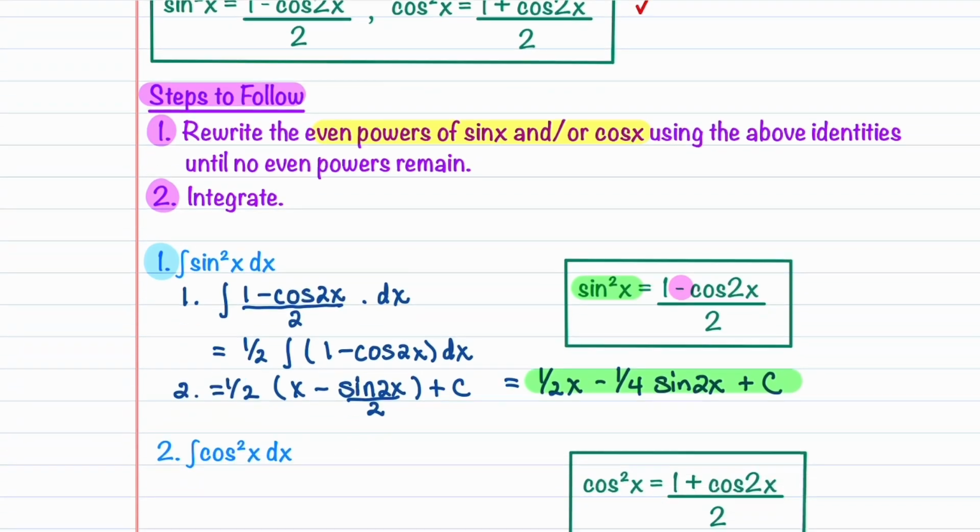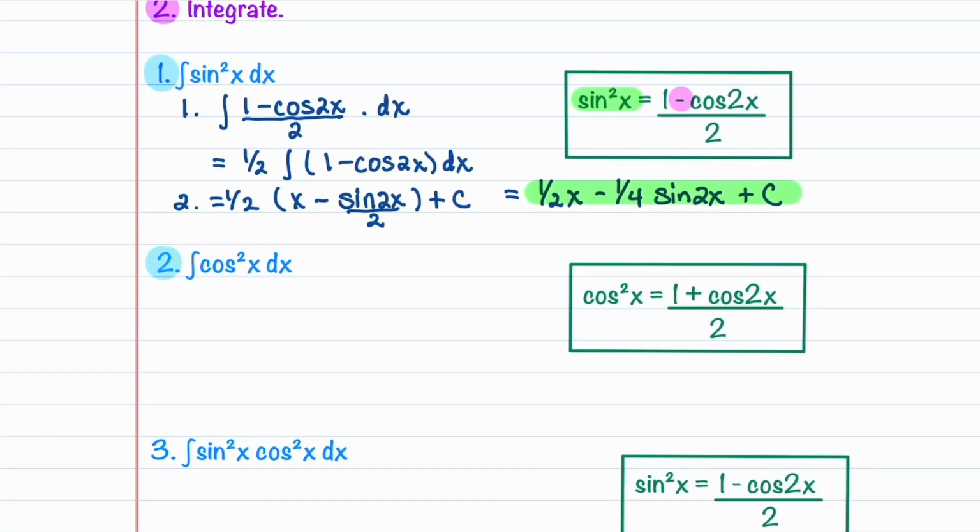Let's now look at example 2. We are going to integrate cosine²x dx. To do this, we are going to need to use the identity over here on the right in our green box, cosine²x written in terms of cosine 2x, and notice that there is a plus in front of the cosine 2x. The reason that we're using this identity is we don't know what the integral of cosine squared is, but we do know what the integral of cosine is.